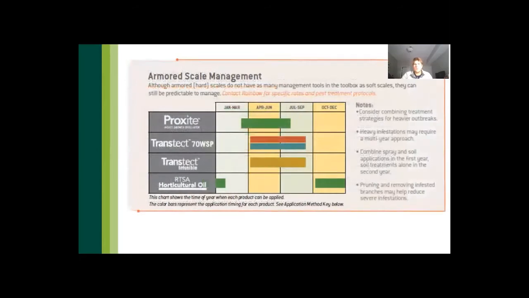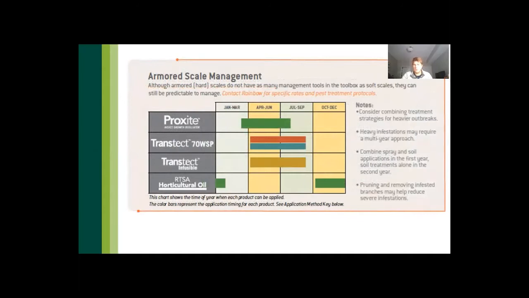And then when we're looking at armored scale, obviously our toolbox is a little bit more limited. We have our insect growth regulator and peroxide for doing our crawler stage sprays. And then we have our dinotefuran products, which are Transtect and Transtect infusible. These are extremely effective systemic tools for managing armored scales and also soft scales.